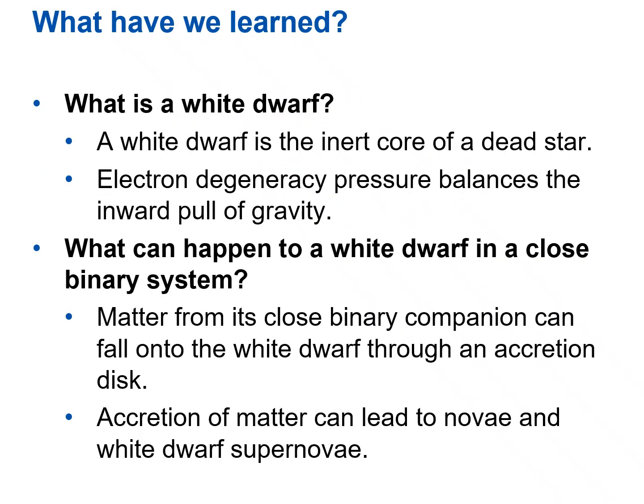That is the end of section 1 on white dwarfs. Let's review what we have learned. What is a white dwarf? A white dwarf is the inert core of a dead star. Electron degeneracy pressure balances the inward pull of gravity. And what can happen to a white dwarf in a close binary system? Matter from its close binary companion can fall onto the white dwarf through an accretion disk, and accretion of matter can lead to novae and white dwarf supernovae.